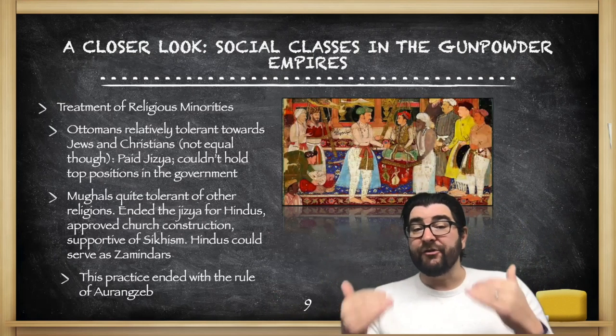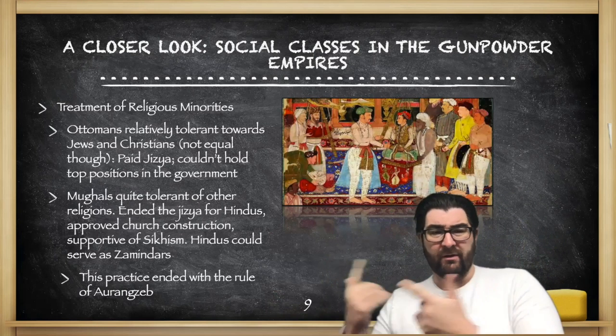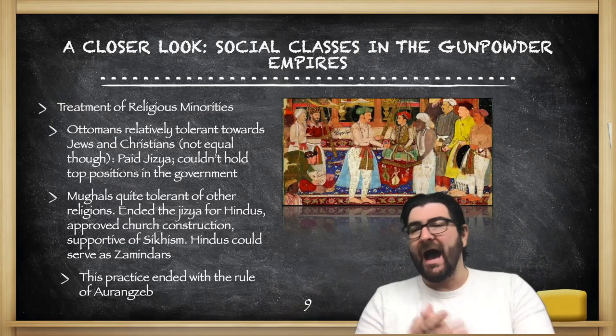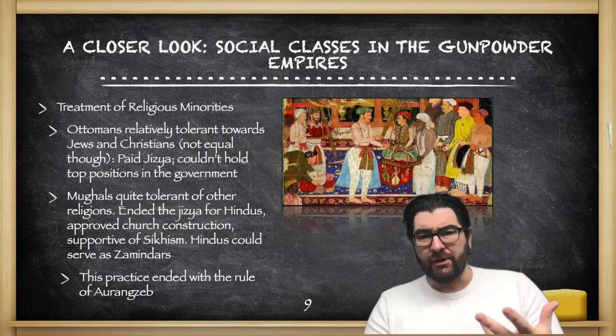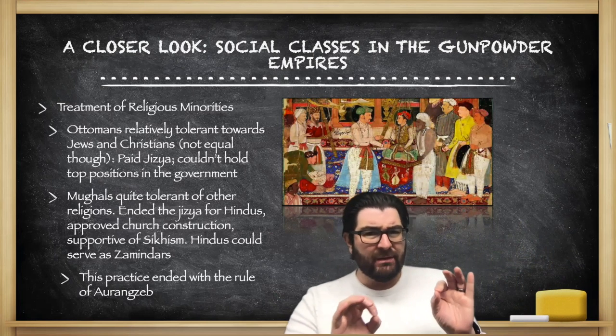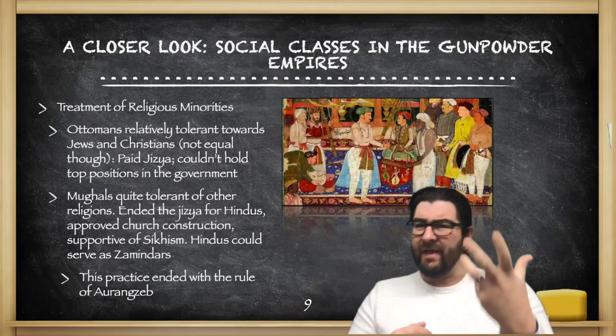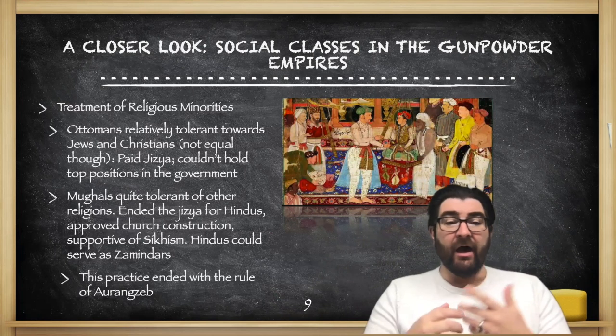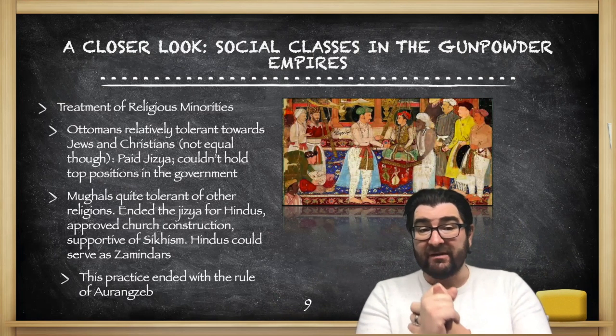We also want to look at the treatment of religious minorities, or in the case of the Mughals, majorities. In the Ottoman Empire, there was relative tolerance towards Jews and Christians. Not equal, though. Remember, tolerance doesn't mean equality. They still had to pay that jizya tax. They couldn't hold the top positions in government.